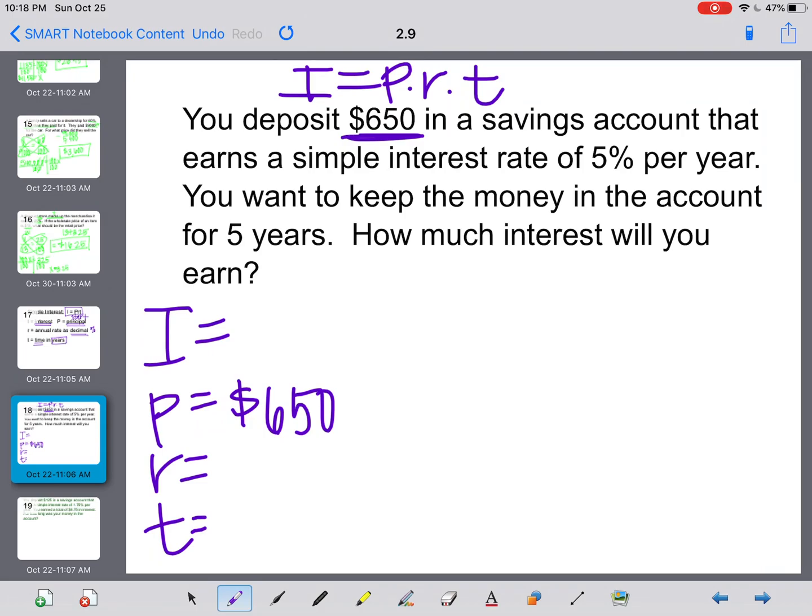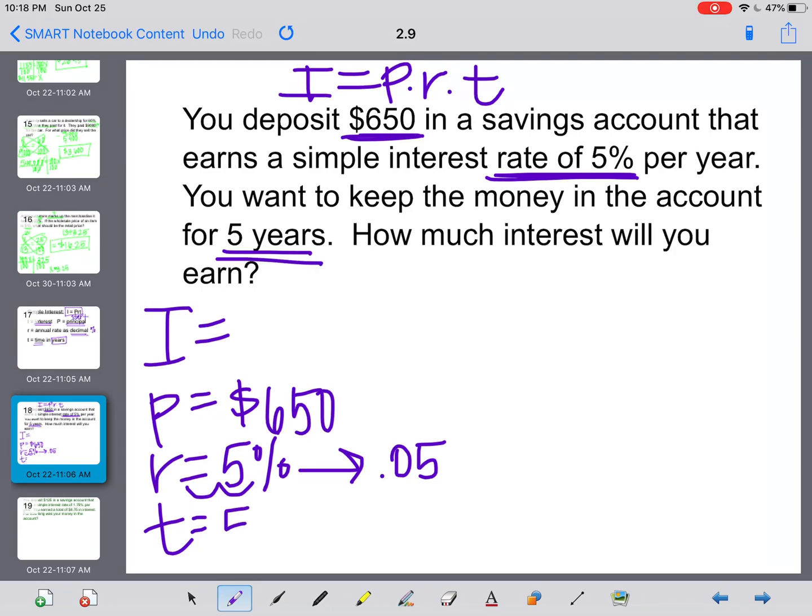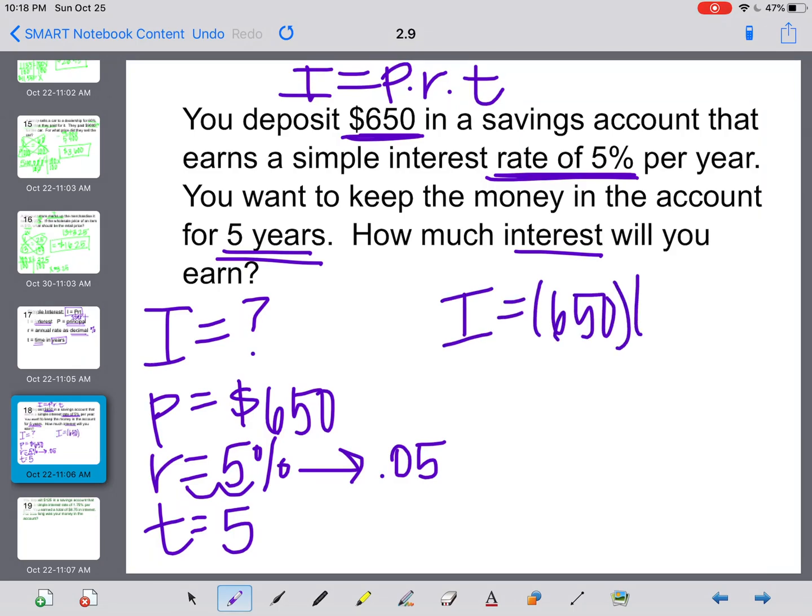Okay, so you deposit $650 in savings. That's what you're starting with, so that's your principal. It earns a simple interest rate of 5% per year. Okay, 5% is your rate, but if I write that as a decimal, I have to move it 2 places to the left. So 0.05 is what we want for our rate. You want to keep the money in the account for 5 years. That's our time in years. How much interest will you earn? Okay, so that's what we don't know.